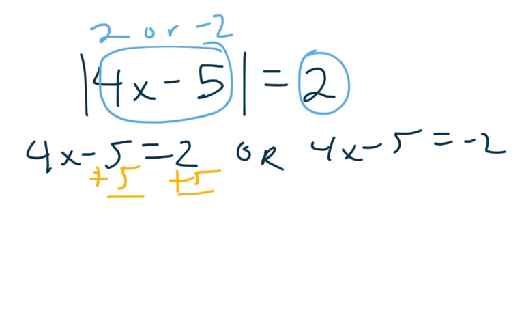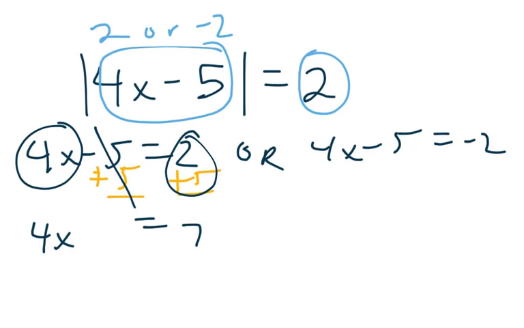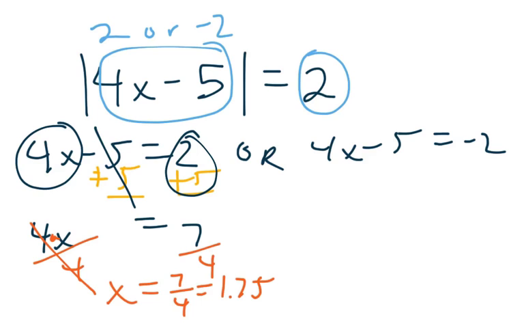And as you can see, we're going to end up with 4x, because 5 minus 5 is 0, equal to 7. And now, how do I get rid of a times 4 right here? I'm going to divide by 4. So x is going to equal 7/4. Using your calculator, you can make it 1.75.